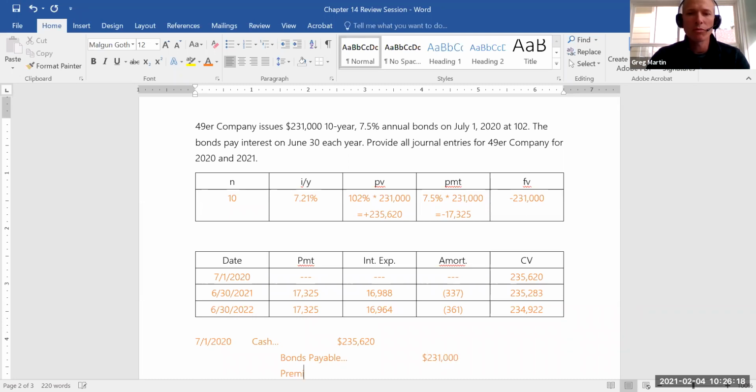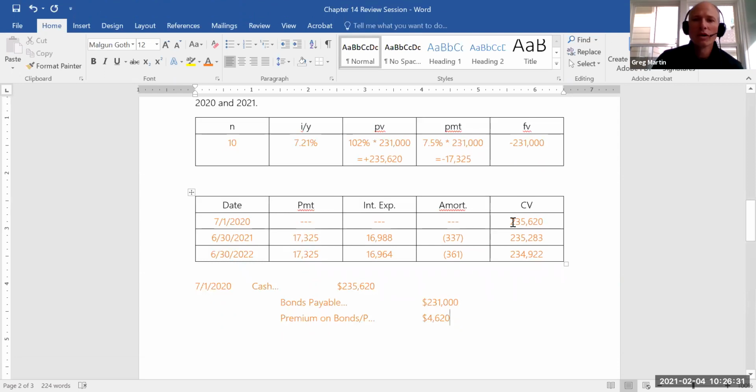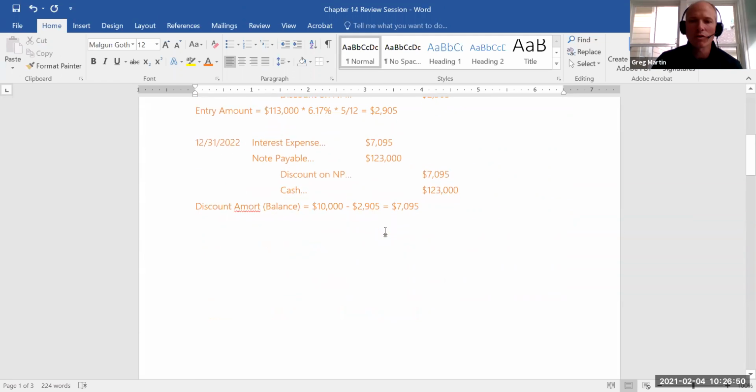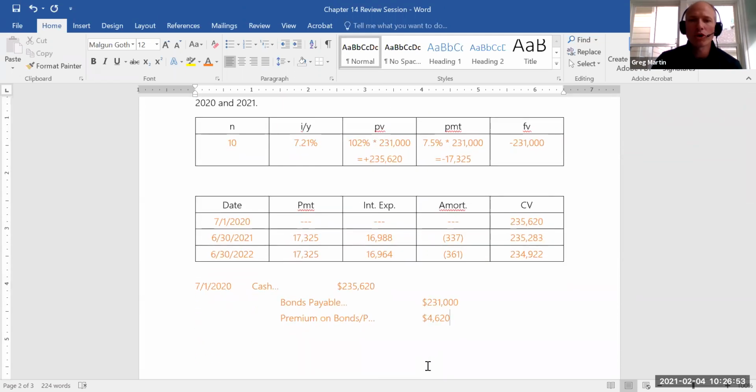And because this bond was issued at a premium, there's an additional credit to the premium for the difference, which is $4,620. Again, the carrying value is the combination of the bonds payable and the balance in the premium on bonds payable account. If this had been issued at a discount, then the carrying value would have been less than the par value. And instead of having a premium balance, we'd have had a discount balance, which is kind of similar to the problem up here, but it'd be discount on bonds payable instead of notes payable. But again, this is a premium, and so it's a credit balance.